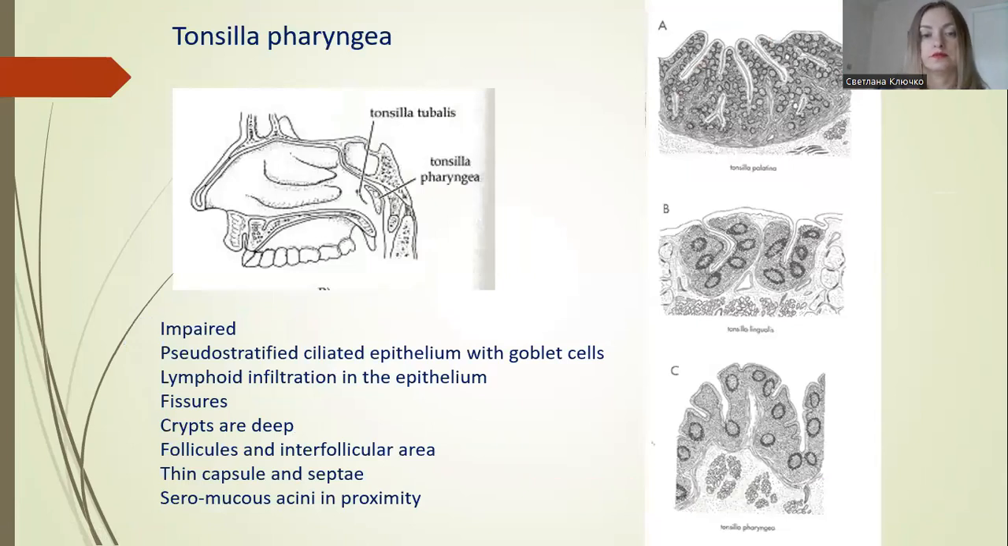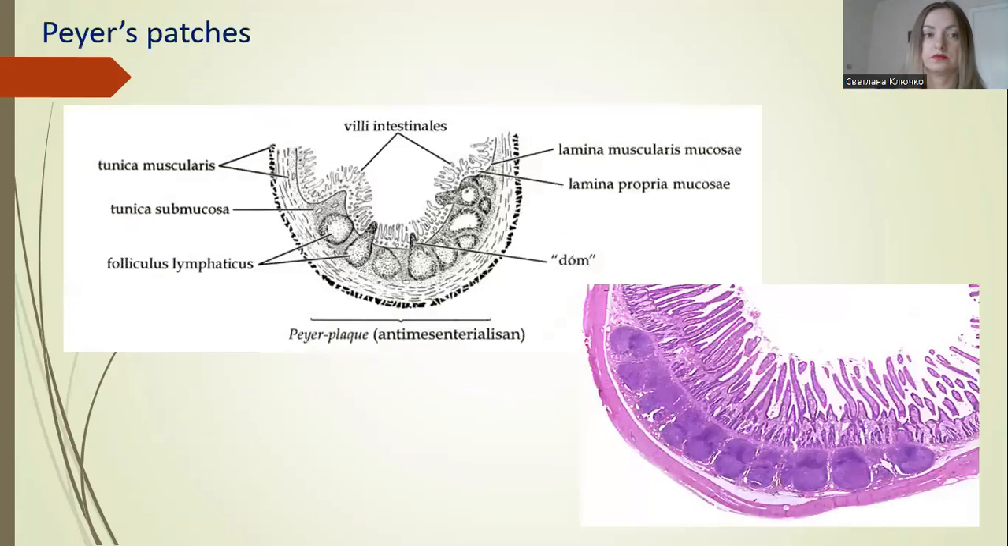Tonsilla pharyngea, unpaired. The difference is in the covering: pseudostratified ciliated epithelium with goblet cells, with lymphoid infiltration in the epithelium also. Crypts are deep, folliculus and interfollicular area, and lymphoid nodules or follicles are the B-dependent zone, and interfollicular areas are T-dependent zones. We can see capsule and septa and seromucous acini in proximity.